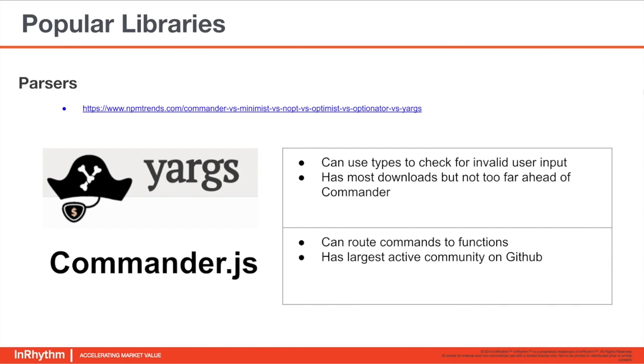Commander, on the other hand, can route commands to functions, which can definitely clean up your code. Commander has the largest active community on GitHub based on stars, but at the same time, we never really know why people click the star button.